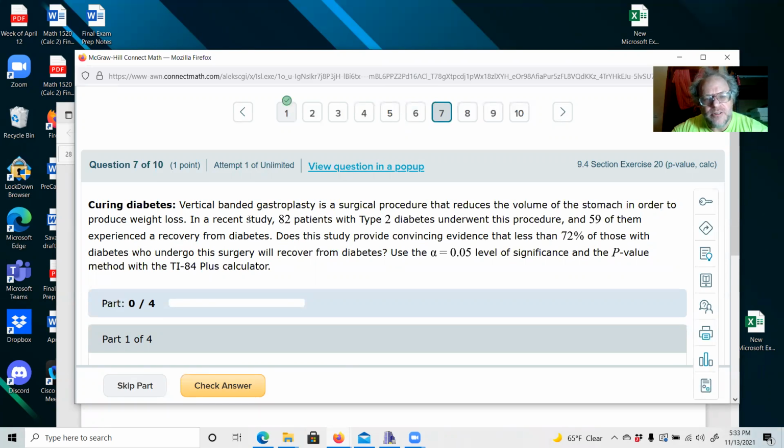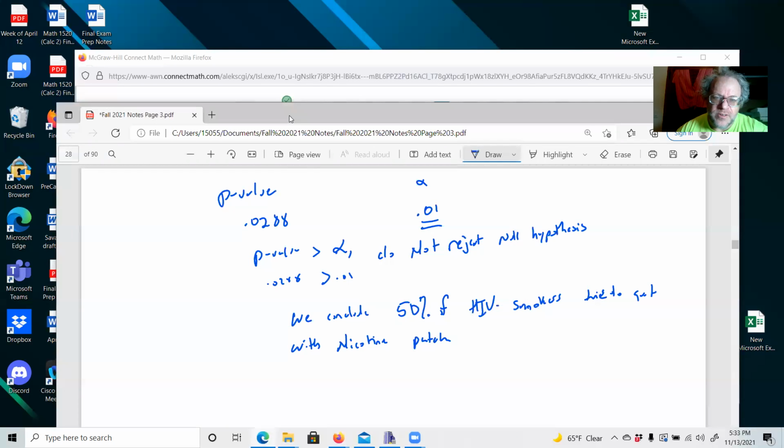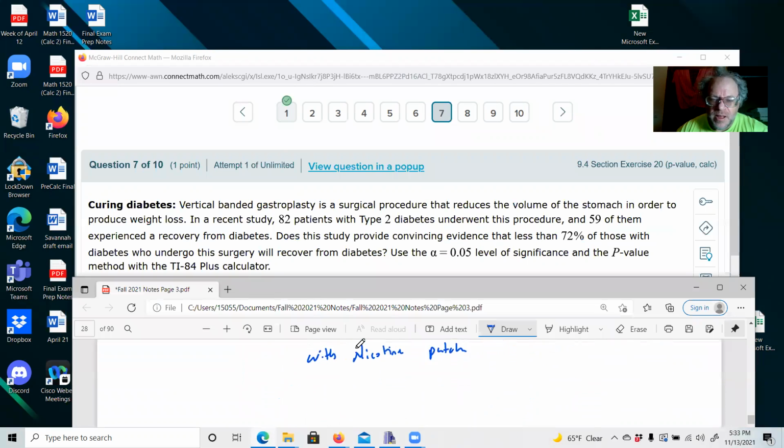Vertical banded gastroplasty is a surgical procedure that reduces the volume of the stomach in order to produce weight loss. In a recent study, 82 patients with type 2 diabetes underwent this procedure. 59 of them experienced a recovery from diabetes. I don't know if you could say that. I mean, you can experience a relief of symptoms, but I don't think you can say I'm cured. Does the study provide convincing evidence that less than 72% of the people who undergo the surgery will recover from diabetes?